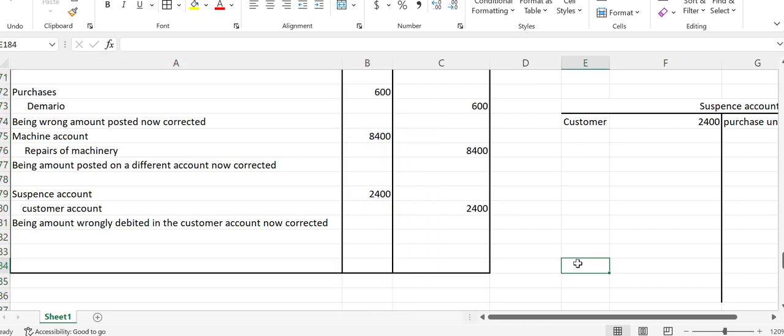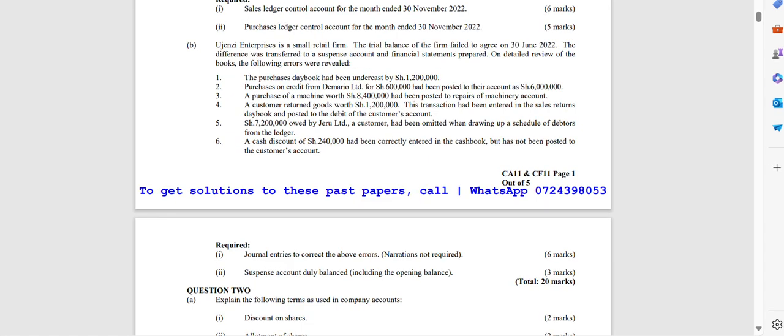Okay, and you need to know why did it affect the suspense account? Because it was only affecting the customer account. It did not affect the sales account. If it affected the sales account, my friend, then this would not affect the suspense account because we would have assumed there was a balance. So let us continue. Second last, we are almost there.